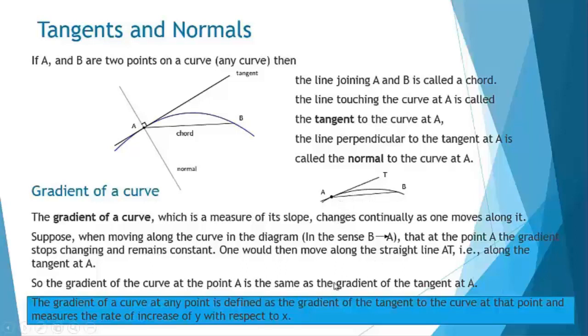So the gradient of the curve at the point A is the same as the gradient of the tangent at A. So we can say the gradient of a curve at any point is defined as the gradient of the tangent to the curve at that point and measures the rate of increase of y with respect to x.